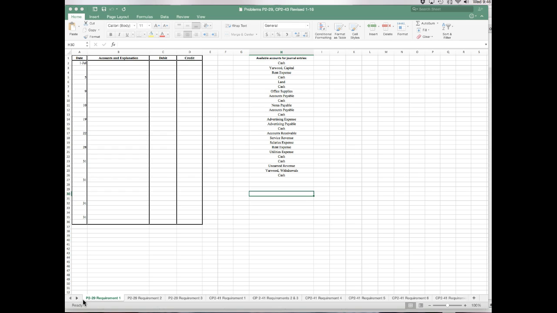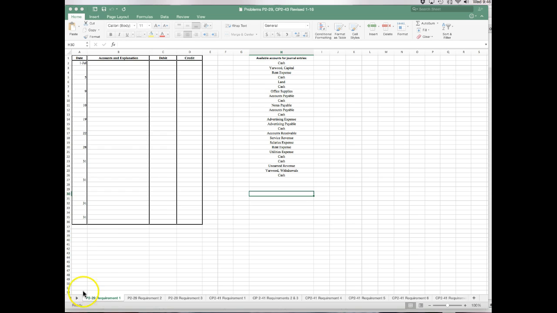So in some instances, you may be debiting one account and crediting two accounts. But nonetheless, those debits must always equal the credits. So I can't emphasize that enough. Debits must always equal credits for every single transaction.